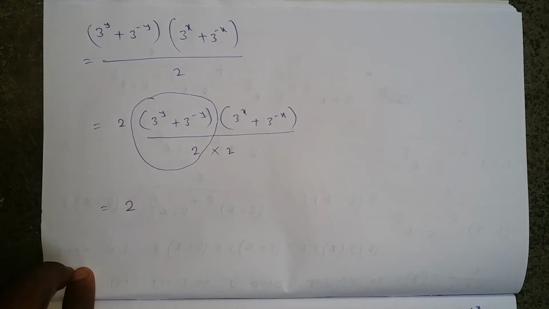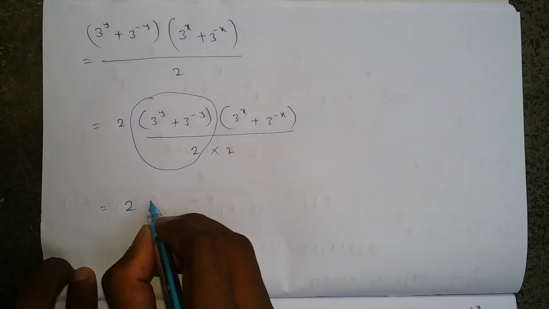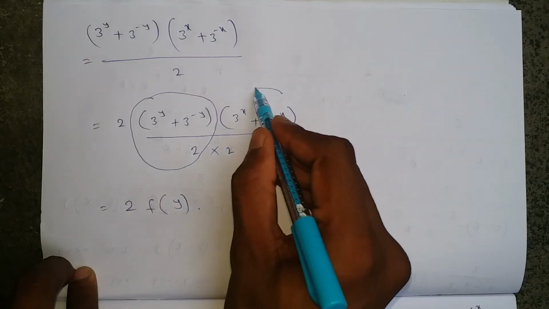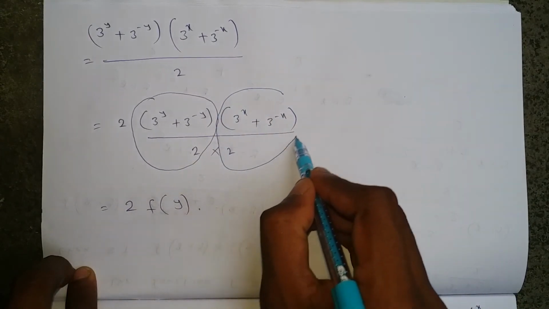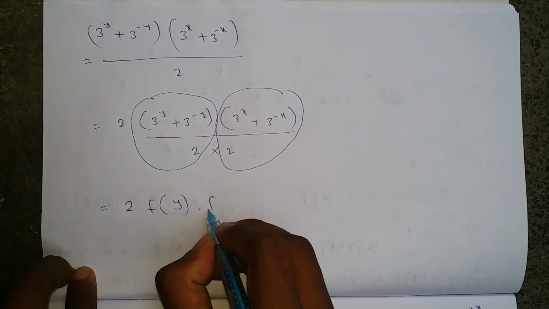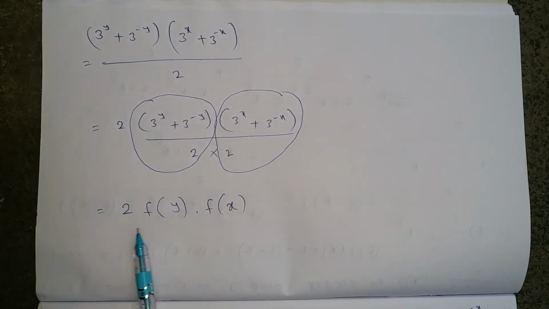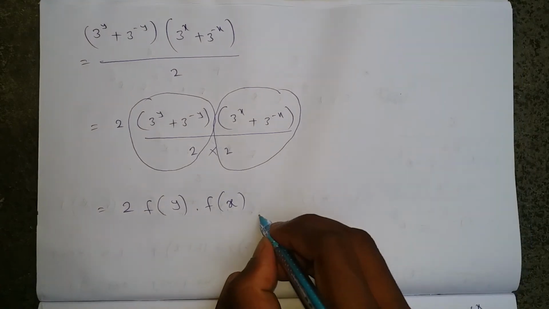What is the value of it? Already he only gave in the question, that is f of y into 3 power x plus 3 power minus x divided by 2. In the question itself it is given as f of x. So we got the final answer as 2 into f of y into f of x, hence proved.